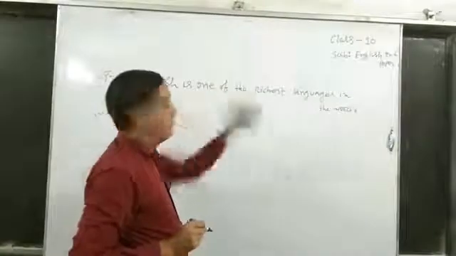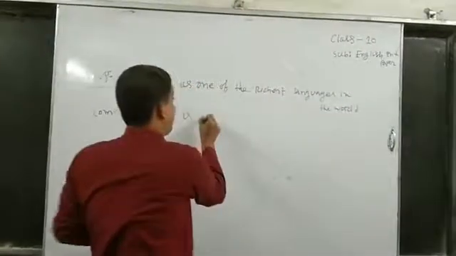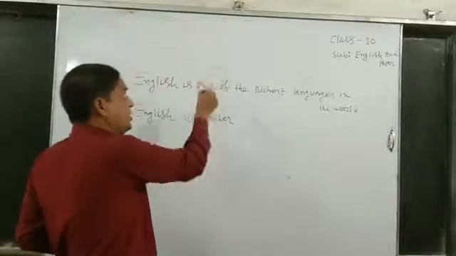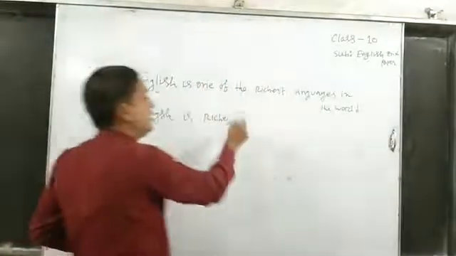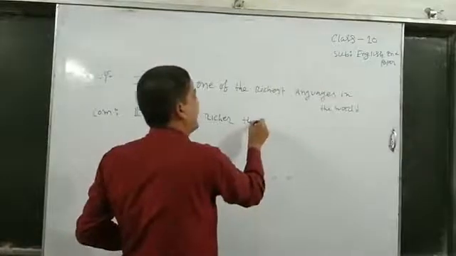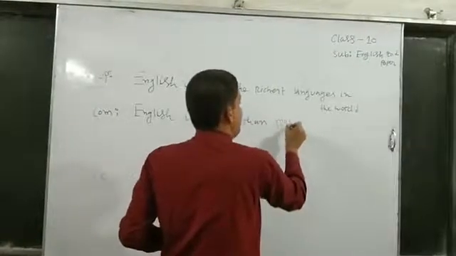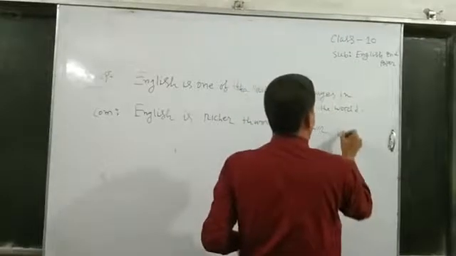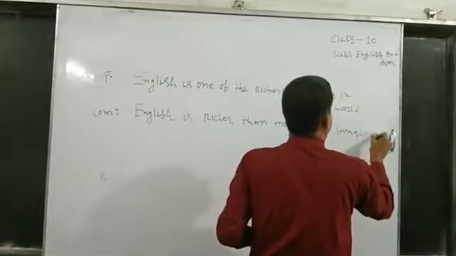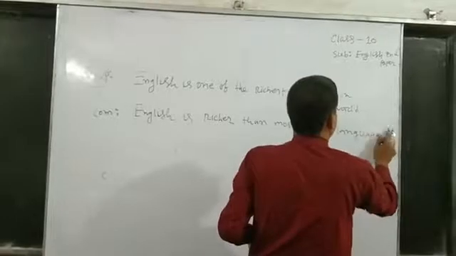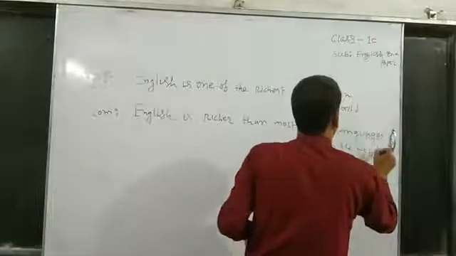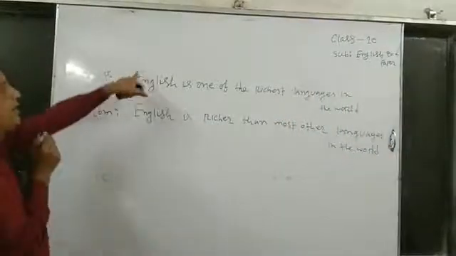No need. We must use richer, the comparative degree. Since we got one of the, we must write than most other, then the last part of the sentence, languages in the world. This is the form of comparative.